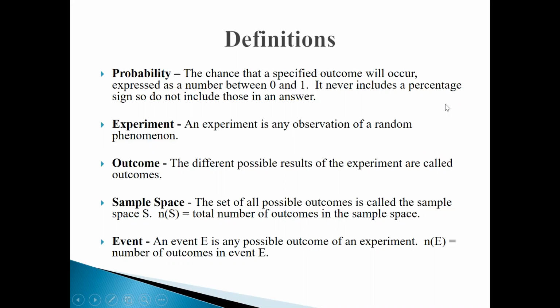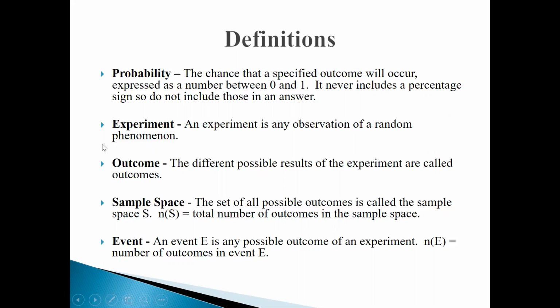Probability. This is the chance that a specified outcome will occur, expressed as a number between 0 and 1. It never includes a percentage sign, so do not include those in an answer. It has to be a number 0 to 1, so 0.5, 0.8. It's not going to be 58%. It's 0.58. That's what you need to do.